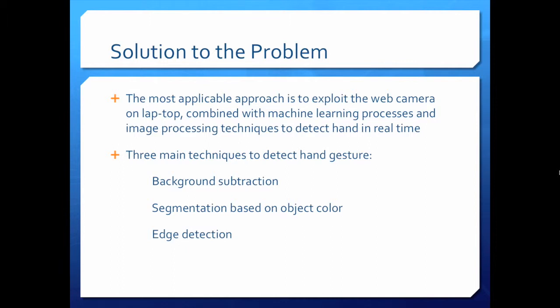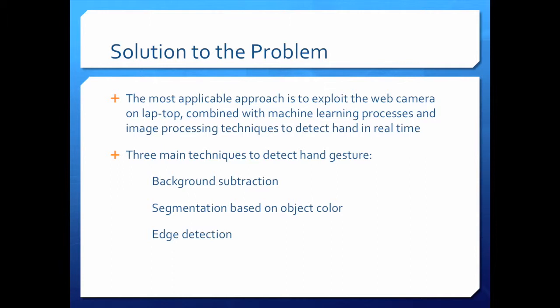The first one is background subtraction. Using this approach, all of the static views in frames are treated as background. Only hands in motion are detected as foreground. The problem for this approach is that this algorithm is background dependent, which means that the background needs to be relatively static.